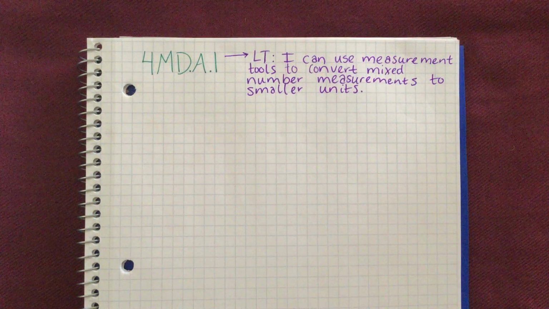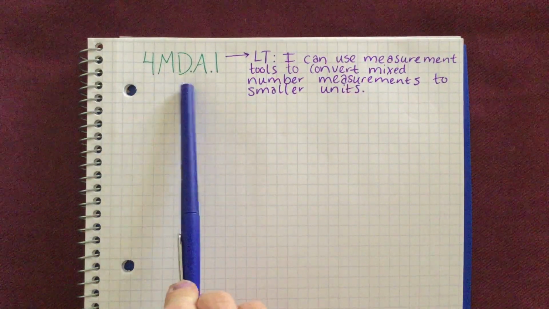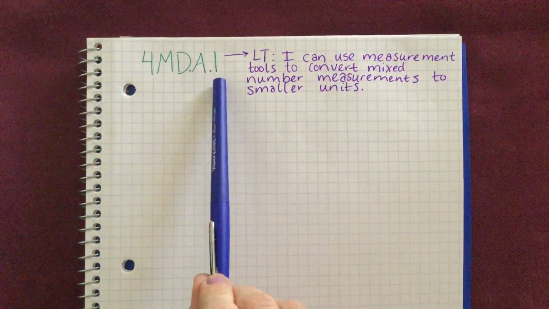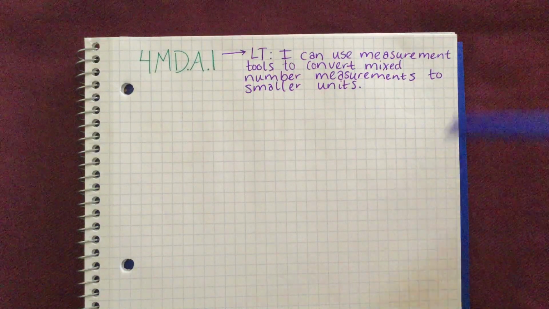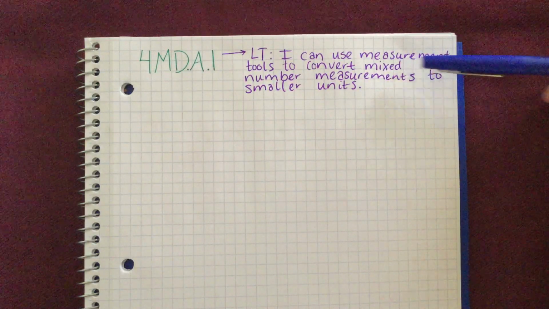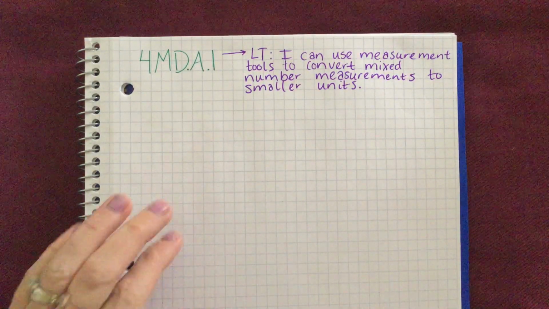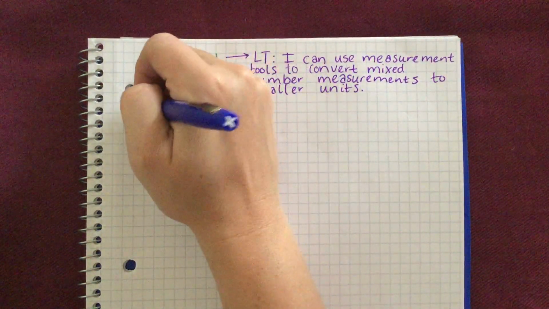We are going to be working on this standard, which is 4th grade, Measurement and Data, A because it's the first of that group of measurement data standards, and 1 because it's the first of the A group. Today we're going to be talking about using measurement tools to convert mixed number measurements to smaller units. So we're going to go over a couple of vocabulary words and a couple of things before we get started on any practice today.